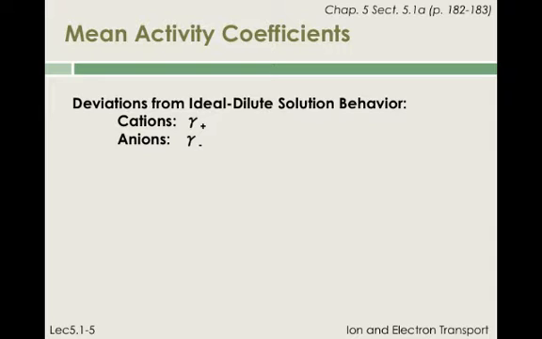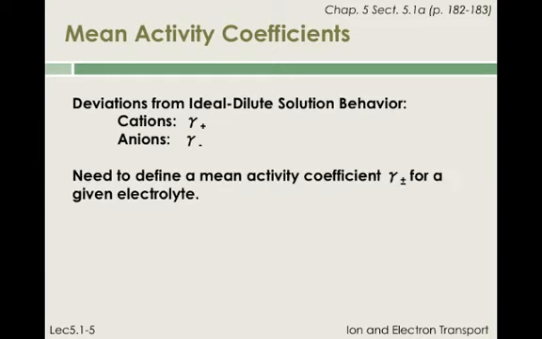Hence, we cannot estimate separately the deviations from ideal solution behavior associated with the cations and those associated with the anions. As a consequence, we will not attempt to use activity coefficients for the individual anions and cations, but we will define a mean activity coefficient called gamma plus minus for a given electrolyte dissociated in aqueous solution.